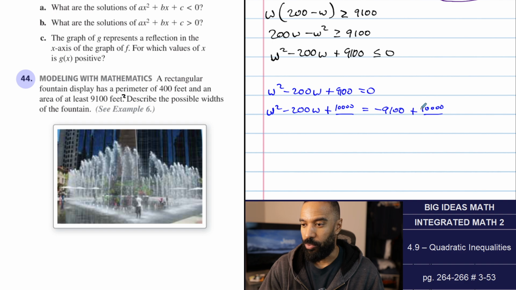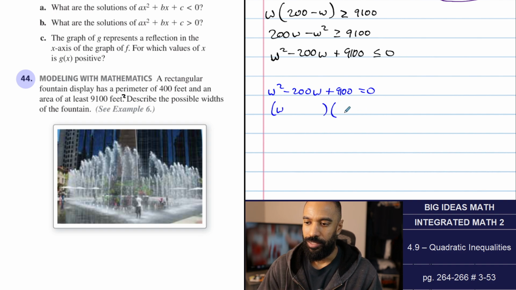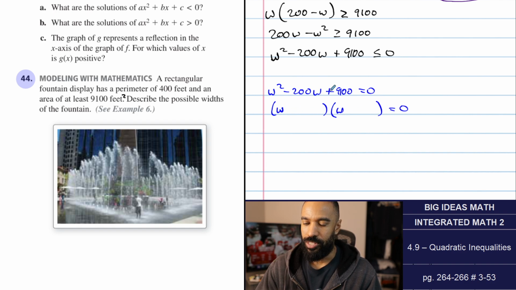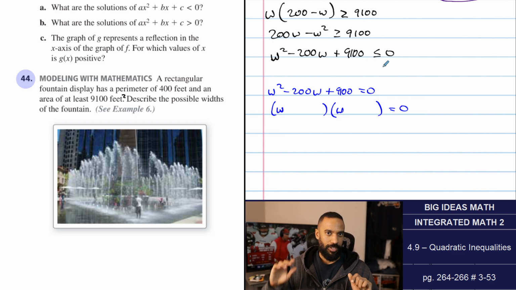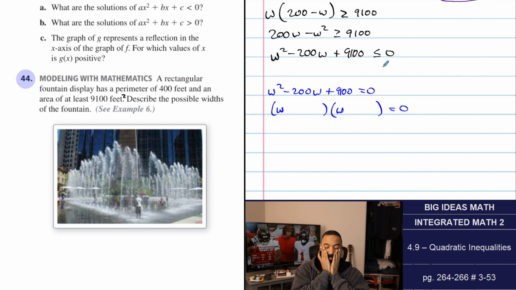Oh, this might be factorable. That's a 900. I take it back. I'm going to try and factor it. I didn't assume it was going to be factorable. Two numbers that multiply. Oh, I don't know factors of 9,100. 91 and 10. 910 and 10, excuse me.